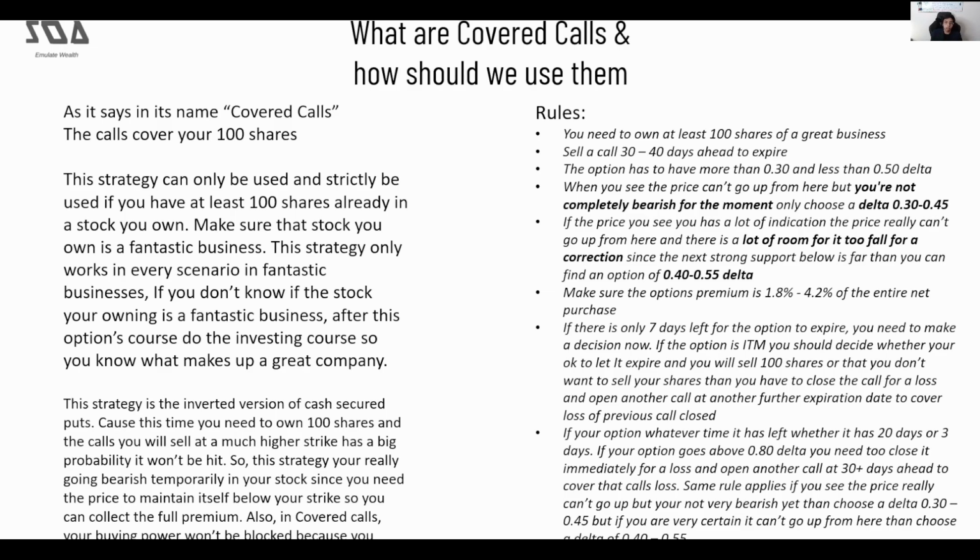And another rule, so let me summarize that again. If there are only 7 days left for your option to expire, when it's already 7 days, you need to make a decision. You can't wait until the next day or anything like that. Your deadline is going to be 7 days.